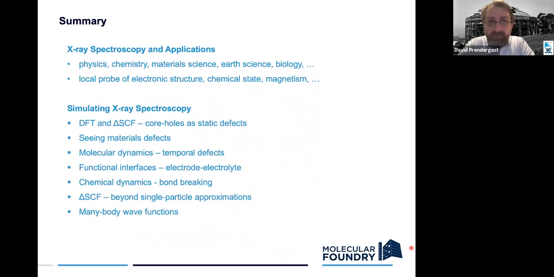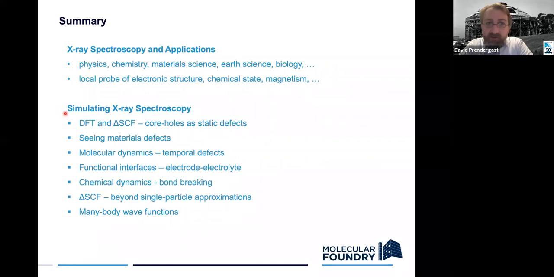So let me summarize quickly what we discussed today. I introduced X-ray spectroscopy to you and its applications. It has wide-ranging applications across all the sciences. And just to remind you, it's a very local probe of electronic structure, of chemical state, even of magnetism. I didn't talk much about magnetism in this talk, but it's also used in that context too.